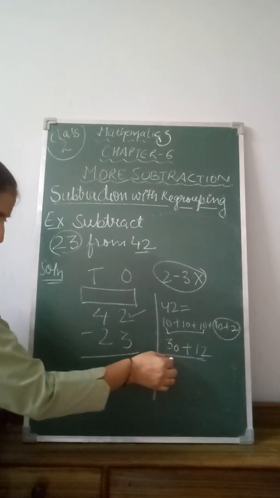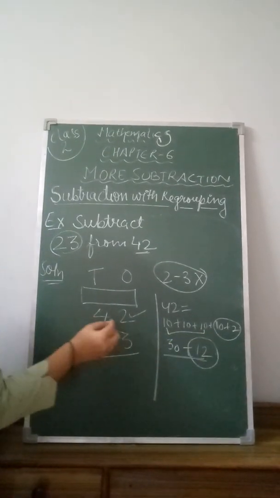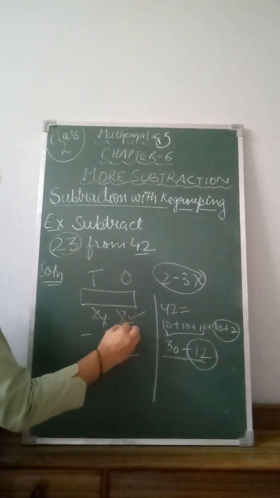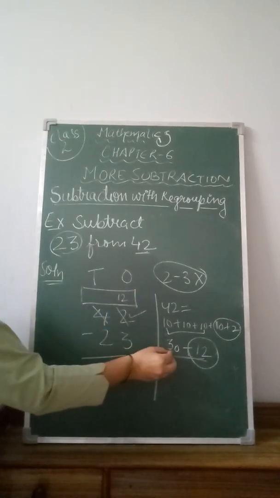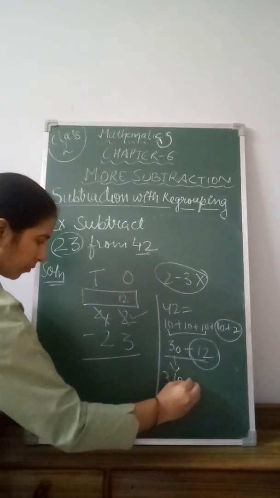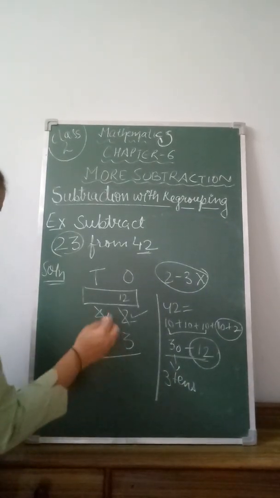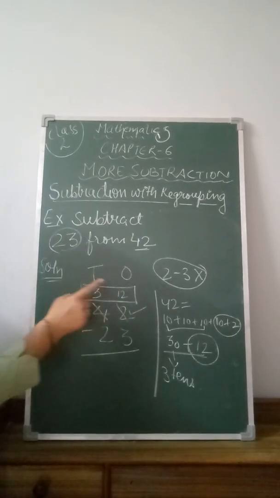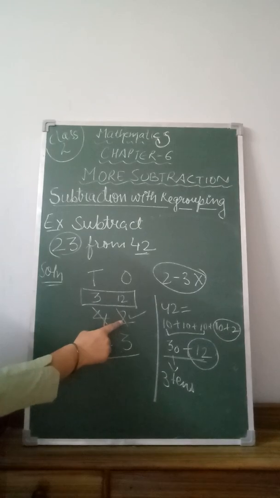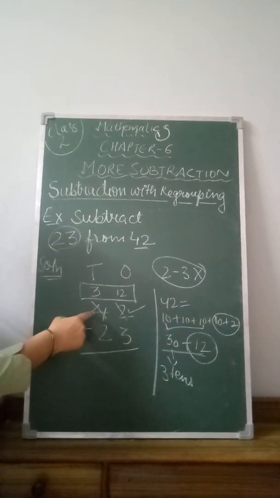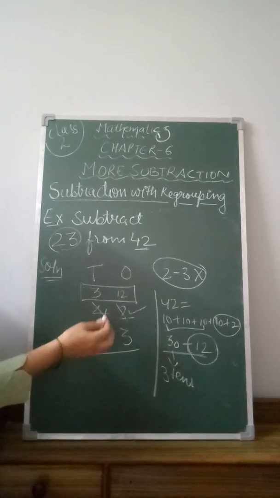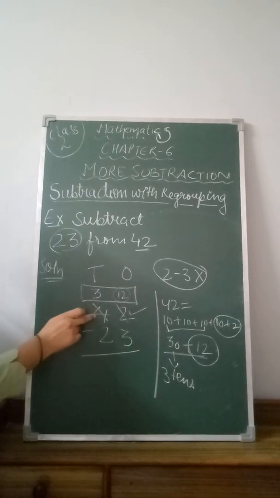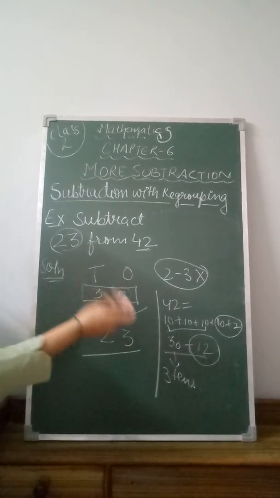Why are we writing this number like this? Because now the 4 is giving 1 tens to this number and it becomes 12, and here it is 3 tens. So it becomes 3. We reduce this number and we are giving 1 tens to the ones place. What is the procedure? If the ones place number is smaller, we take help from the tens place. The tens place gives 1 tens to the ones number and it becomes a bigger number. Now this 2 becomes 12. And 4 is reduced to 3. Why? Because 1 tens is given.